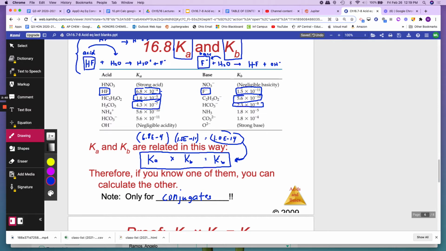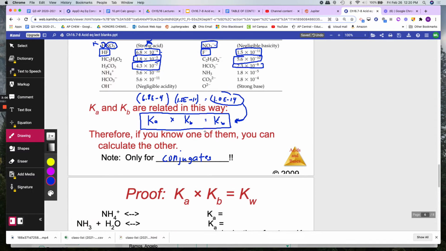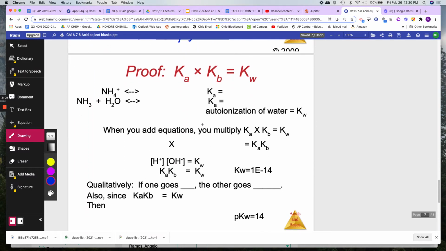Now, for a strong acid, they just say strong, there's no Ka value, you can't find it, it's too big. Which means if this is a strong acid, its conjugate is not even a base, because strong acids give up all the H pluses, which means the conjugate base does not want it at all. So this base, this NO3 minus, is not a base. Okay?